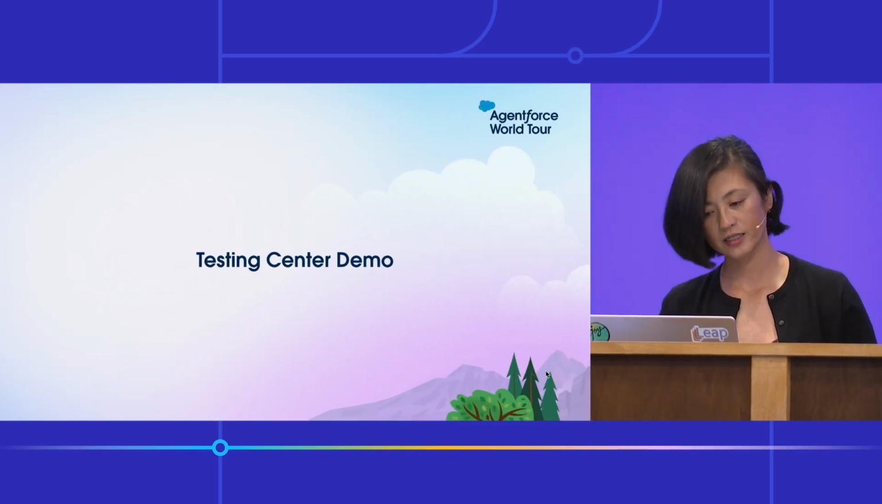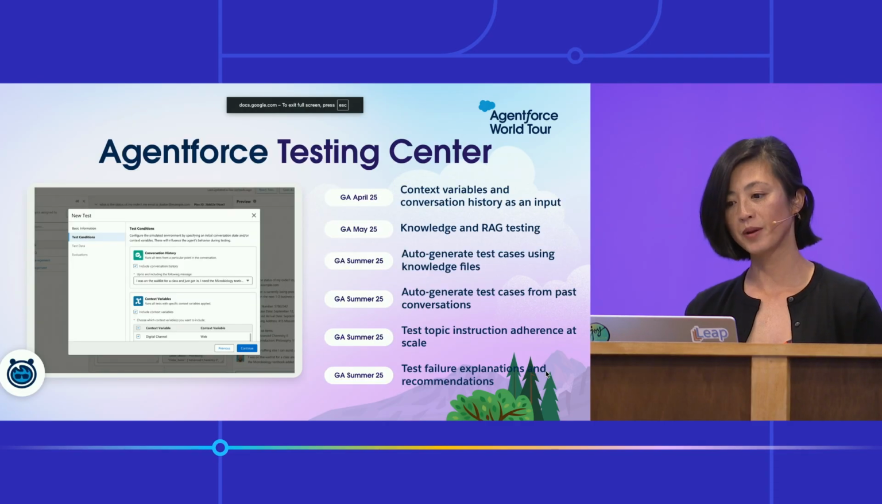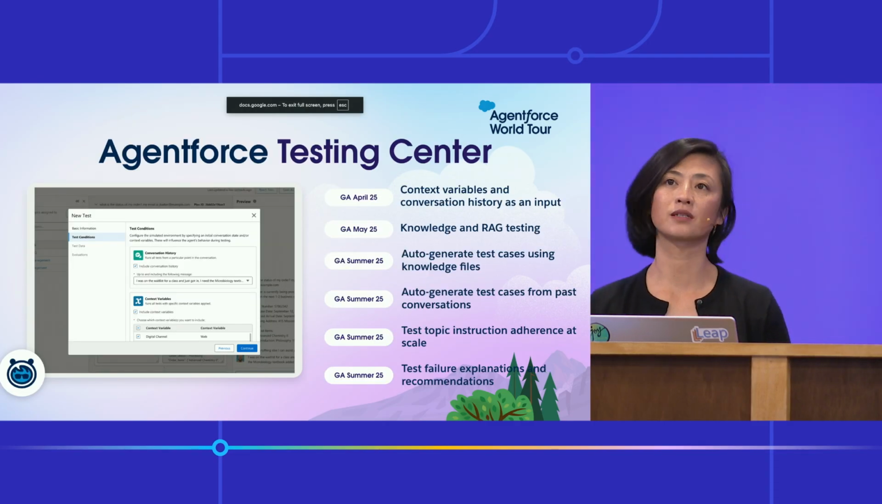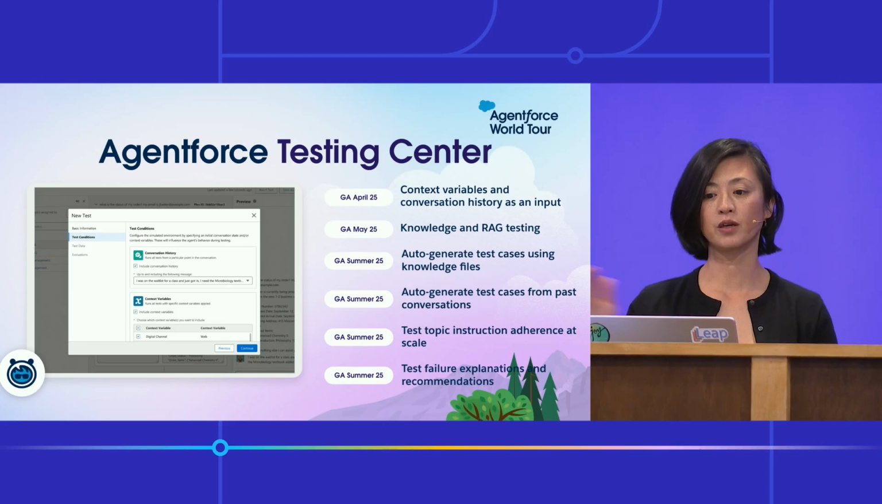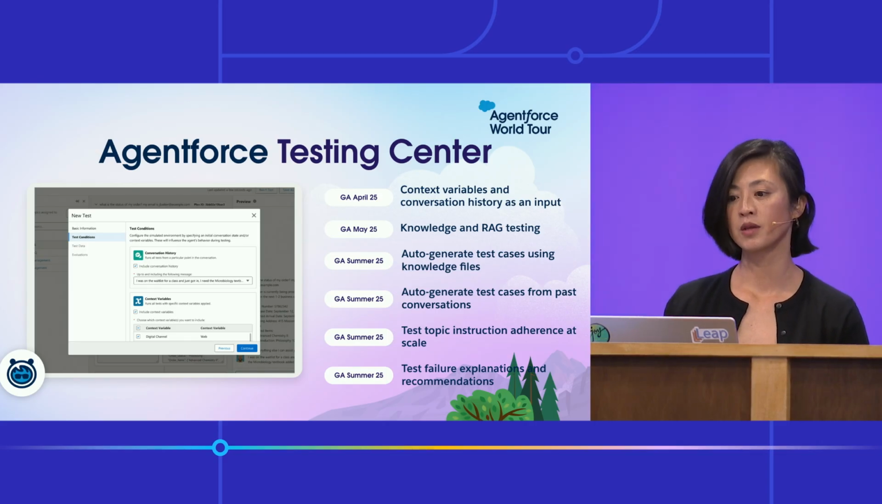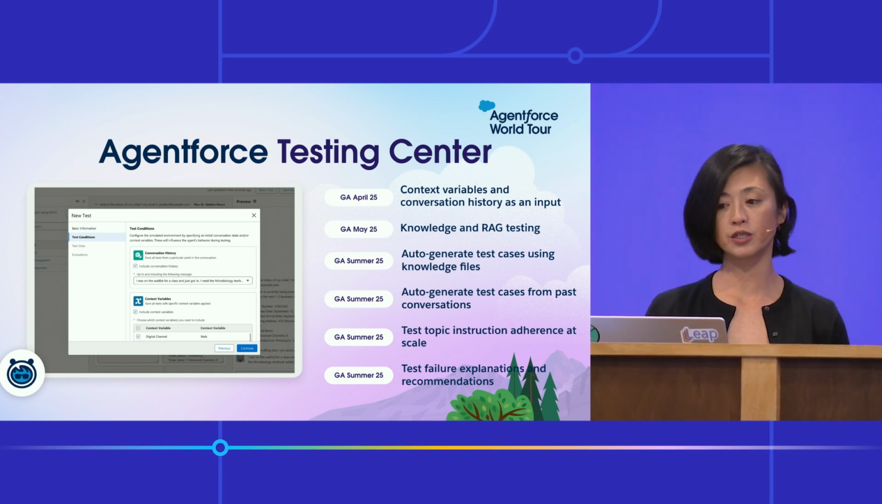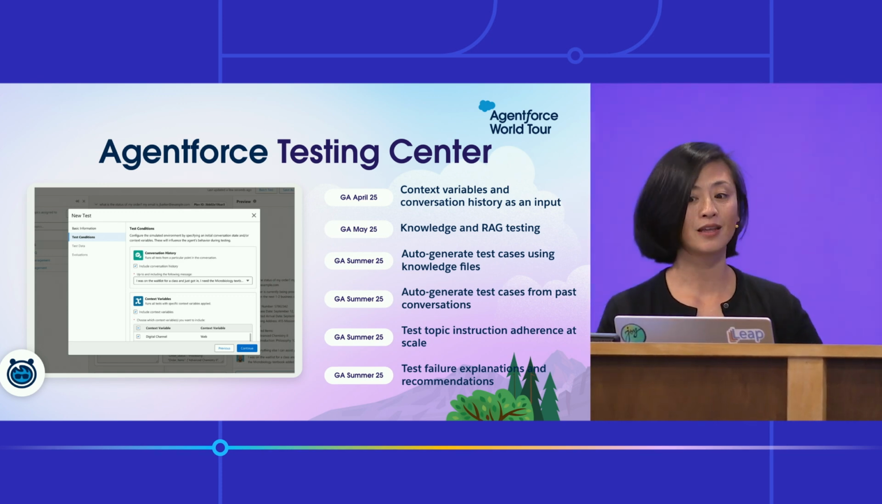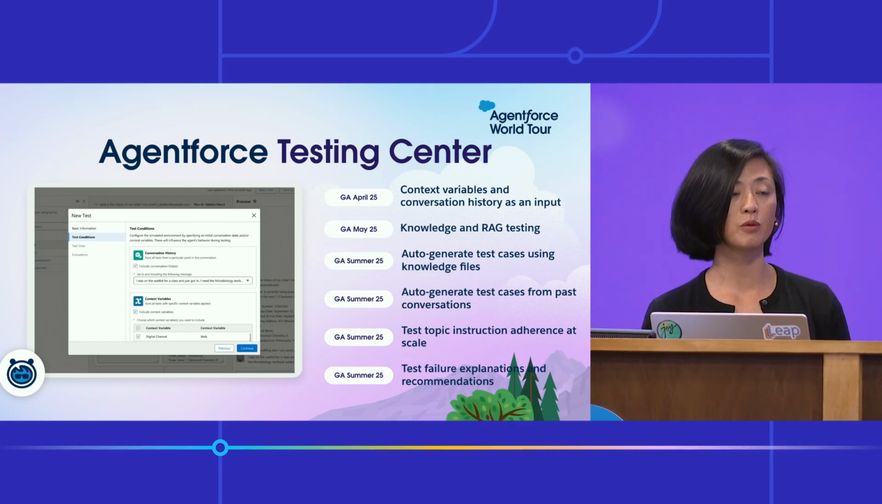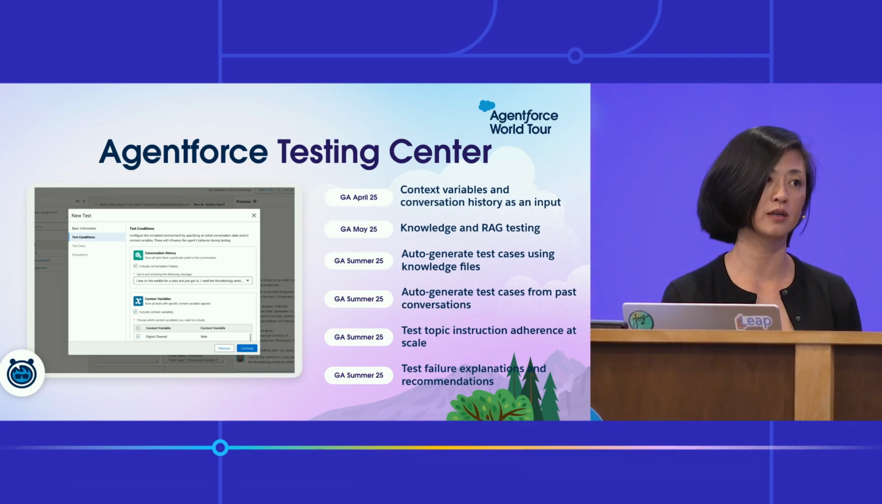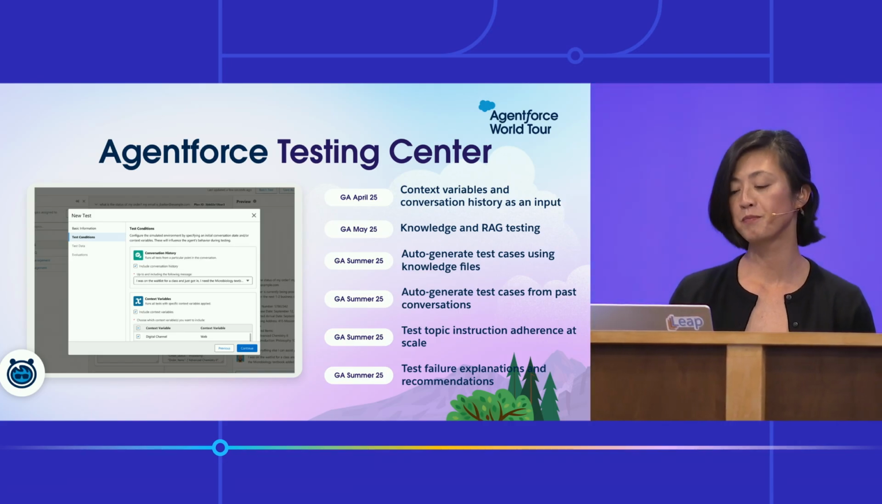So that was that demo for Testing Center. But we have a lot more that's coming in for Testing Center as we go on towards the rest of the year. So as you saw, we showed the context variables and conversation history. We're going to add in that knowledge and RAG testing. That's also really important, so you can see how well it's grounding on knowledge as well.